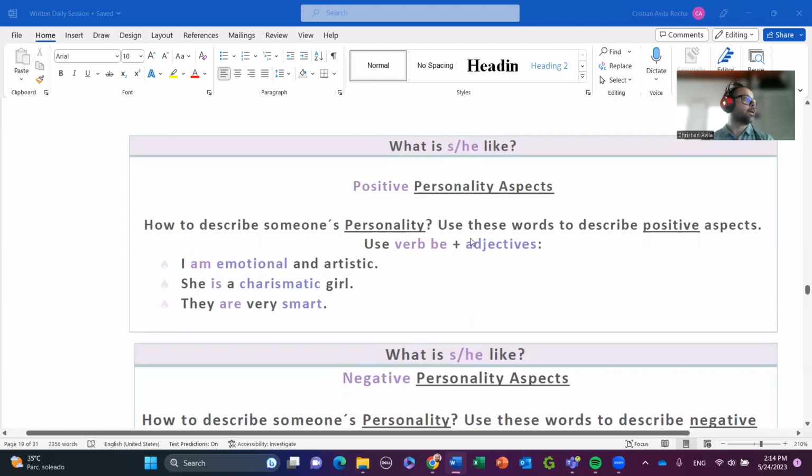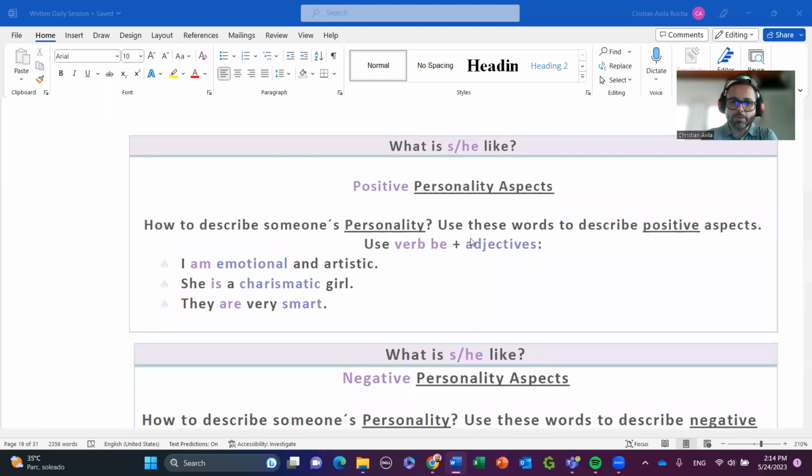What other uses do we have for adjectives or descriptive words? Well, of course, they can describe not only the physical appearance of a person, but also the personality. So they can describe personality aspects. For example, you can describe how a person is by talking about the personality of this person.